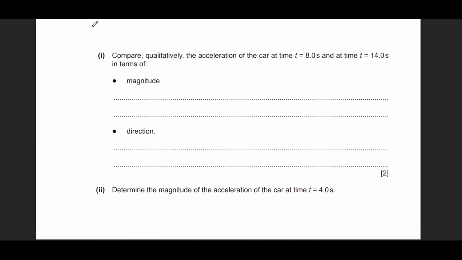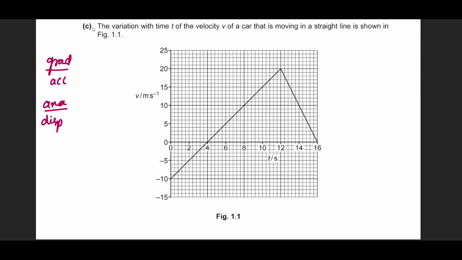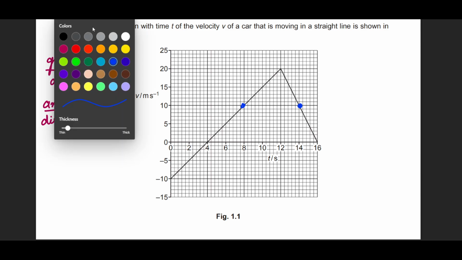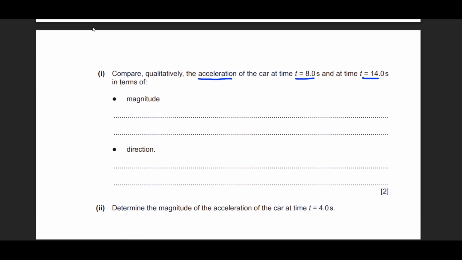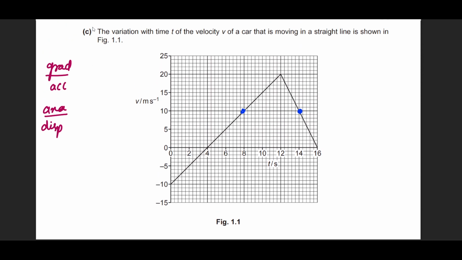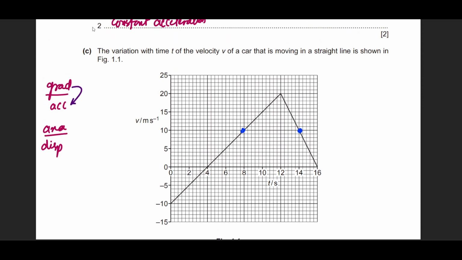Okay, so next he says comment about the acceleration at t equals 8 and t equals 14 in terms of magnitude and direction. So let's go back. What's happening at t equals 8 and t equals 14? In terms of the first question, that is the magnitude, we have to predict their values. We understand that the gradient represents the acceleration. So if he's asking me about acceleration, I will be looking at the gradient. So this gradient, visually speaking at least, is this much steep, right? And the second part of the graph is this much steep.